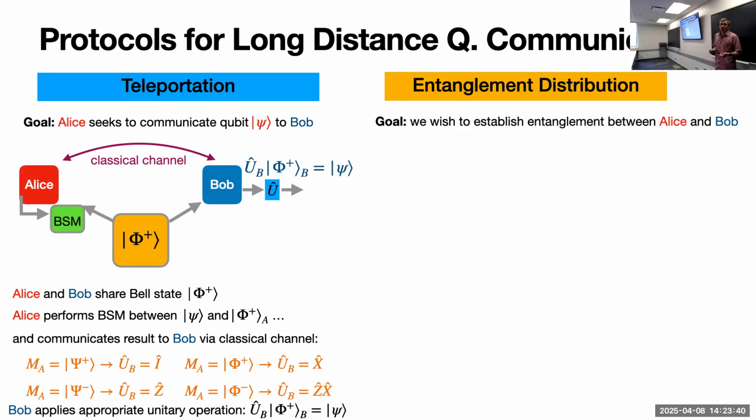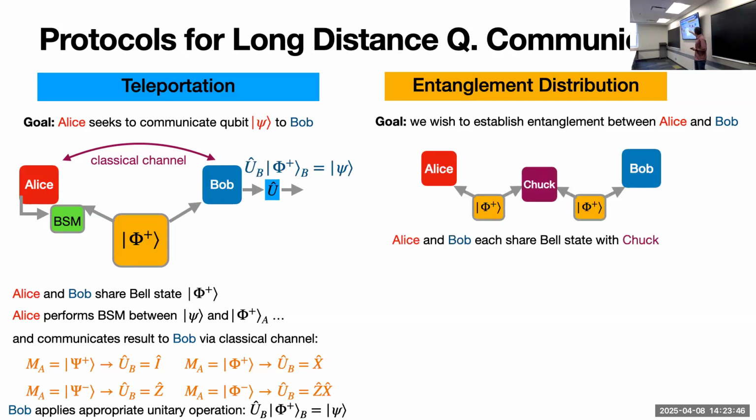A related protocol, which we're going to use quite a bit, is entanglement distribution. So the idea here is Alice and Bob, they're sharing entanglement, perhaps with another party here. So Alice and Chuck and Bob each share a Bell state, and therefore there's an entangled state between Alice and Chuck and Bob. And the goal is that Alice and Bob want to distribute that entanglement between each other. And of course, they can go on to more and more nodes. So how are they going to do that?